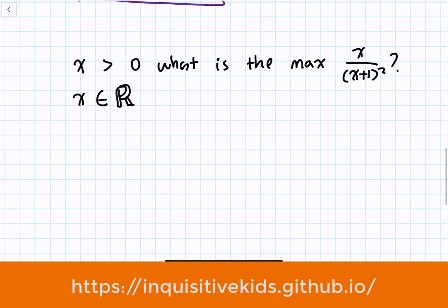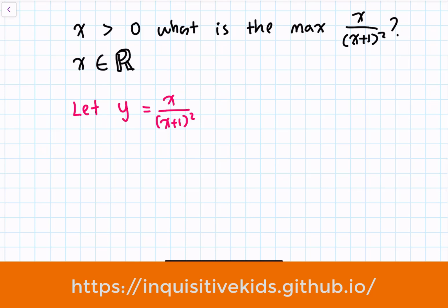We can let y, which is one variable, equal what we're trying to find. This basically helps us look at what we're trying to find as a whole. And now we can go ahead and multiply y times x plus 1 squared on both sides.